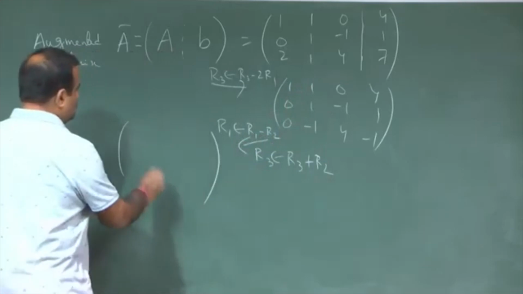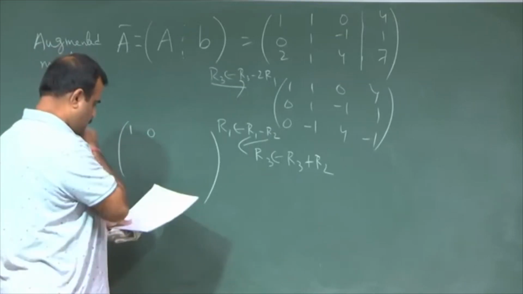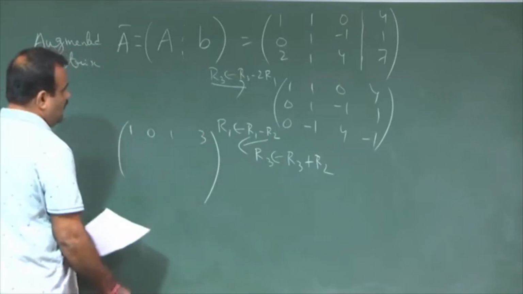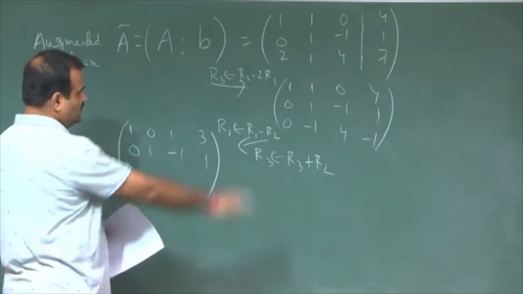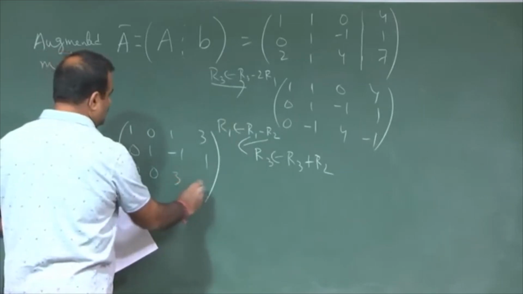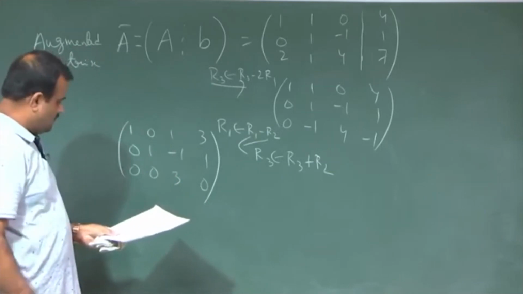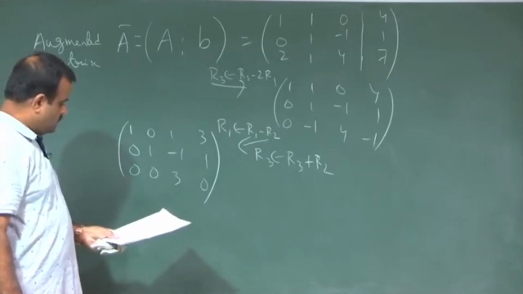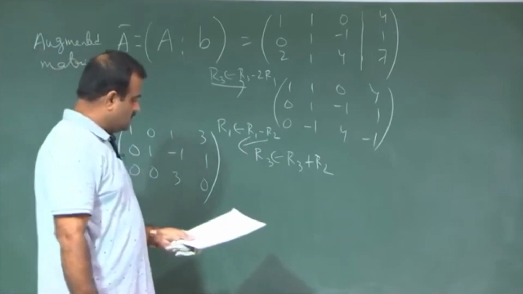So this is 1 0, then we have 1 3. R2 we are not changing anything, 0 1 minus 1 1, and R3 we are changing, we are just doing the addition 0 0, then 3 0. Okay, so this is the one we are doing. So now R1 goes to this.